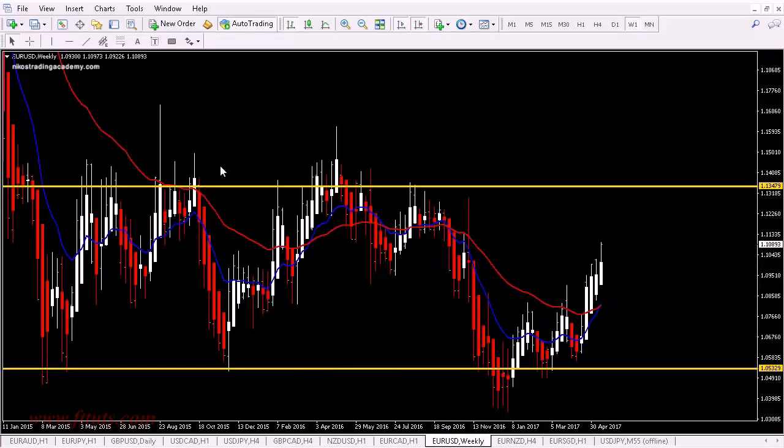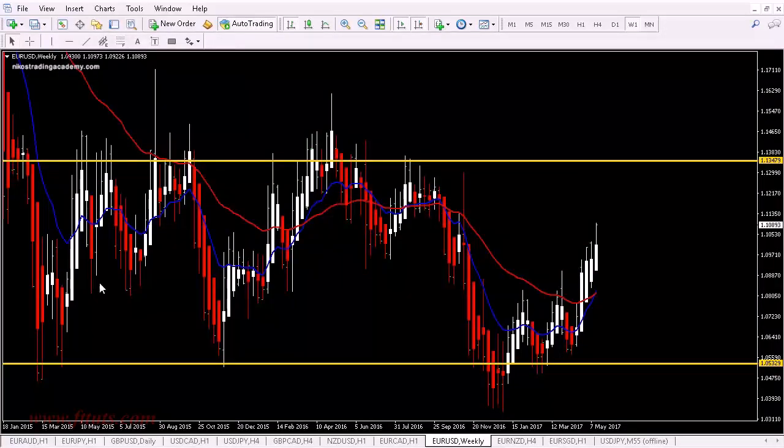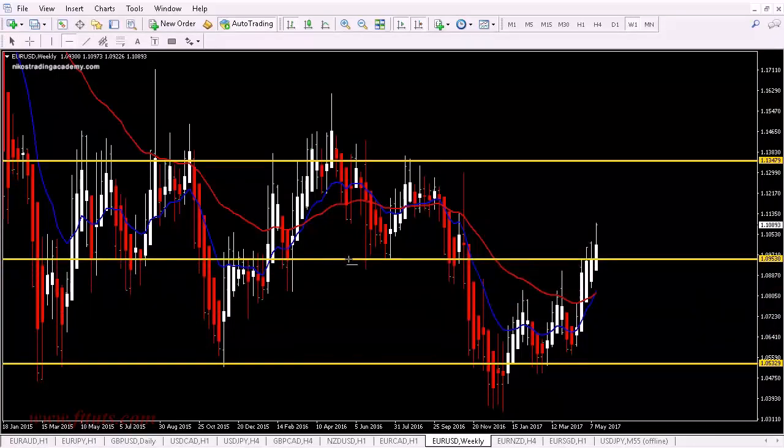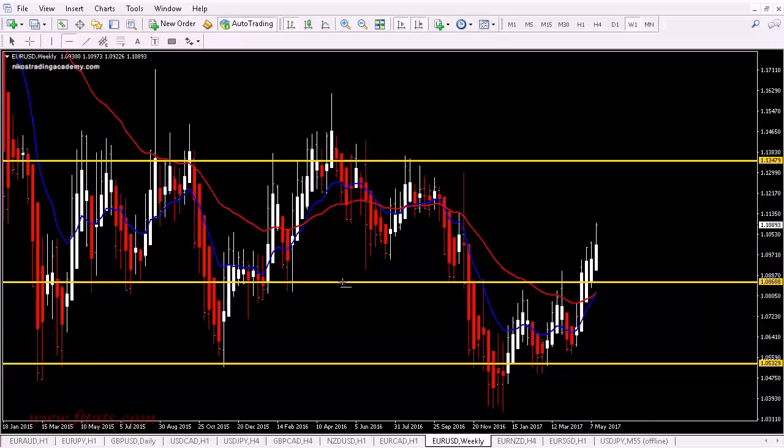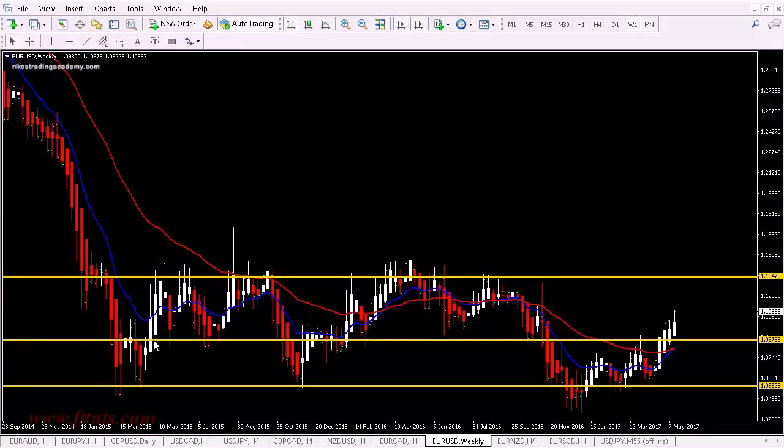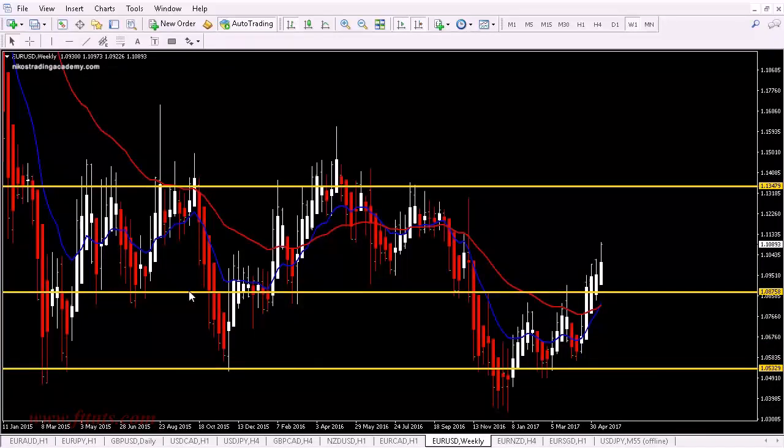Are there more horizontal areas? Yes, there are. If you check right in the middle of this big range, there's a smaller range. You get a lot of touches between here and down here. So you could leave even a line in the middle of this range, and then there you have another small range.